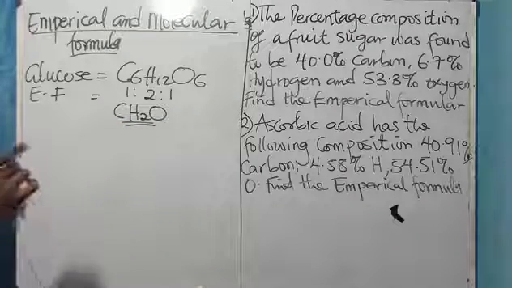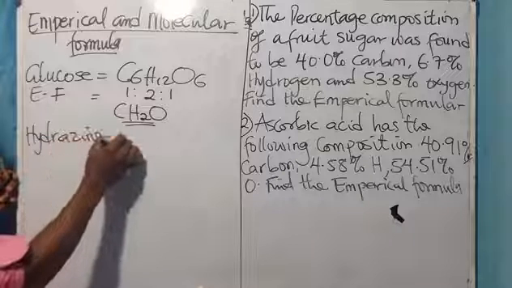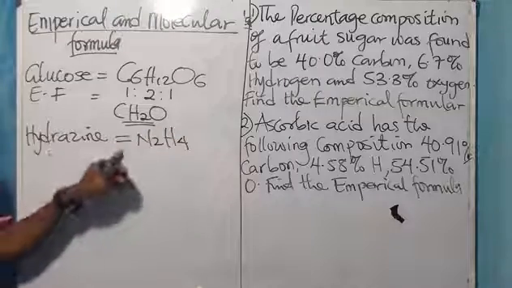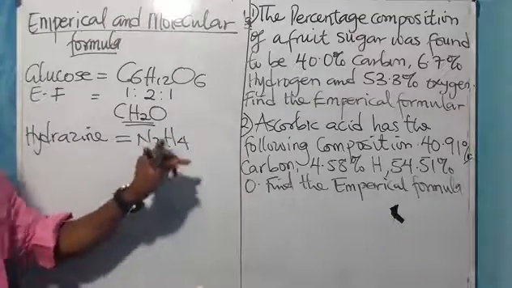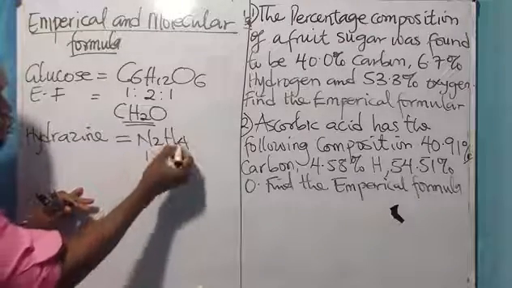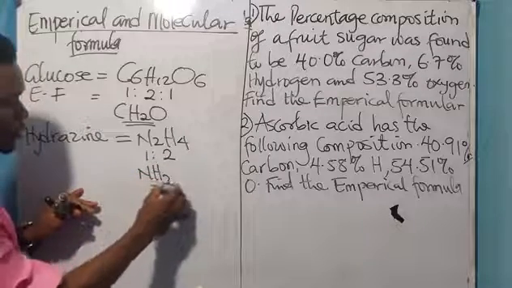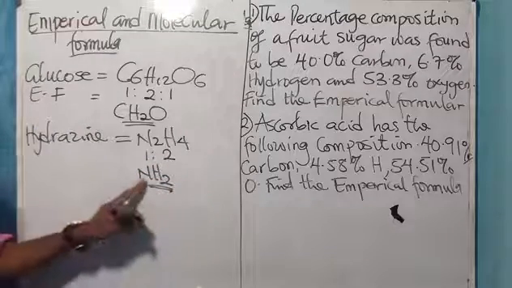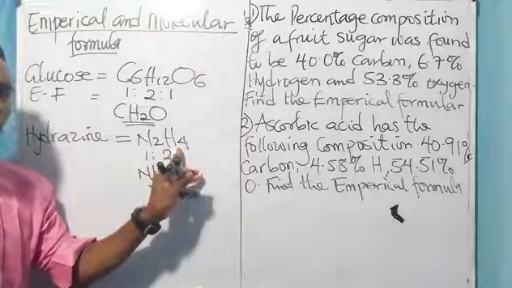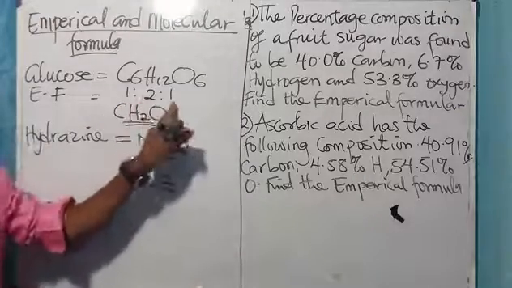Another example is hydrazine. Hydrazine is N2H4. This is the molecular formula of hydrazine. But the empirical formula is: 2 divided by 2 is 1, 4 divided by 2 is 2. Therefore, this becomes NH2. Alright? This is the empirical formula of hydrazine, but this is the molecular formula of hydrazine. It shows the ratios present in the compounds.